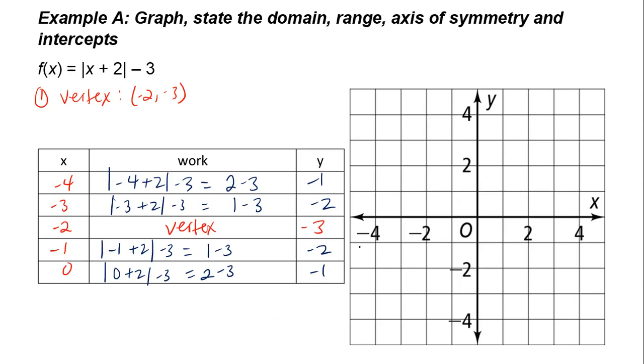So here are my points. I'm going to plot them. -4, -1, -3, -2, -2, -3, -1, -2, 0, -1. And it said we're going to use our what to finish our graph? Our slope. So the slope on the right-hand side is I rise 1 and run 1 to the right, right? Rise, run, rise, run. So we're going to finish it out by rising and running.